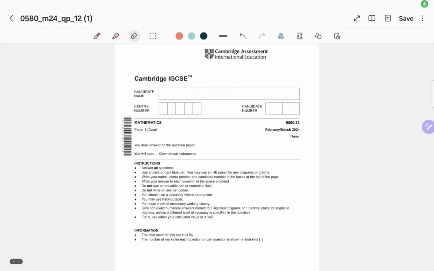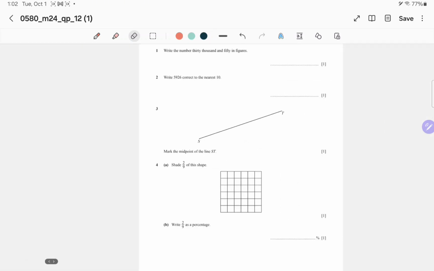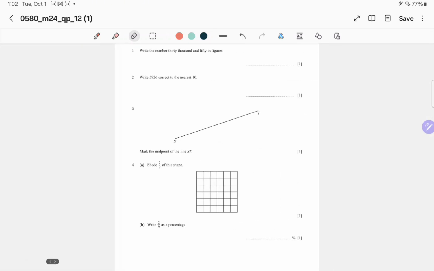Good morning. Today we are going to see paper 58012 February March 2022 paper 1 mathematics core. Okay, so this is our first question. Write the number 30,050 in figures.